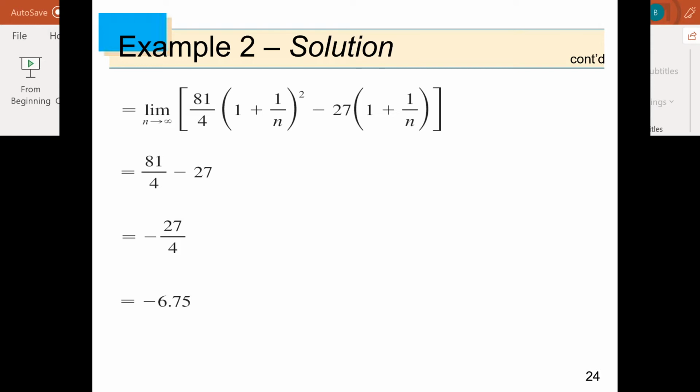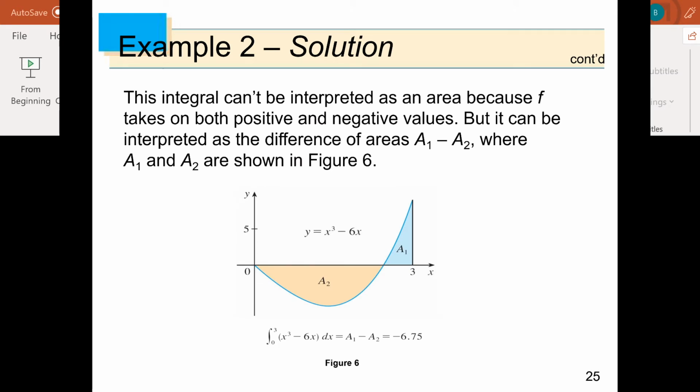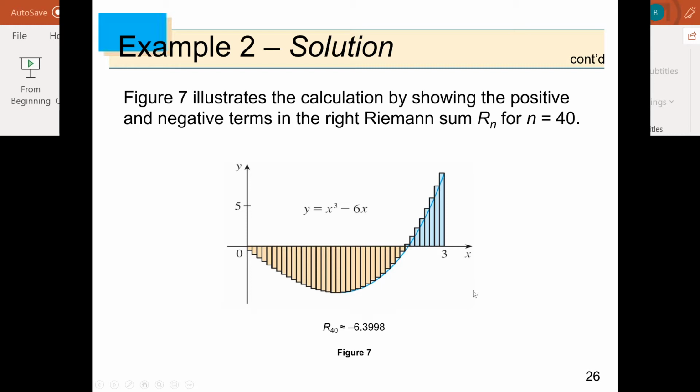And then you want to divide it, convert that to a decimal, so it's negative 6.75. Okay, so that's the one we just found. Again, area of A1 plus the area of A2, so we got negative 6.75. So this figure 7 illustrates the calculation by showing the positive and the negative terms in the Riemann sum, Rn, for n equals 40. So you might be considering dividing the area under the curve with as many rectangles as possible. Well, that would be a good approach, but the better approach would be using the integral.